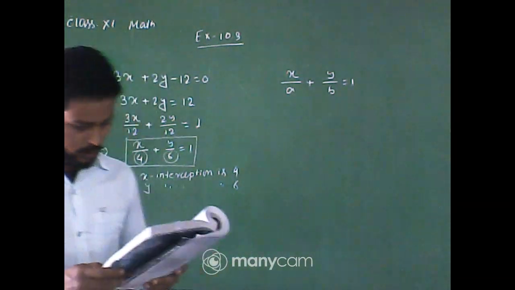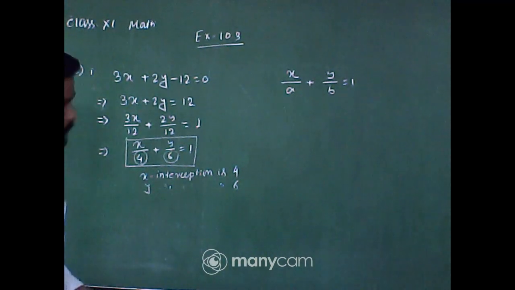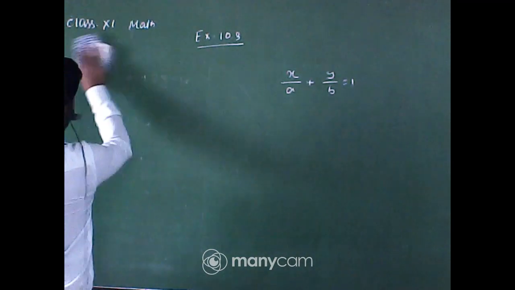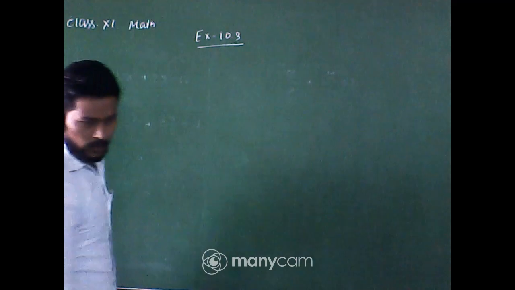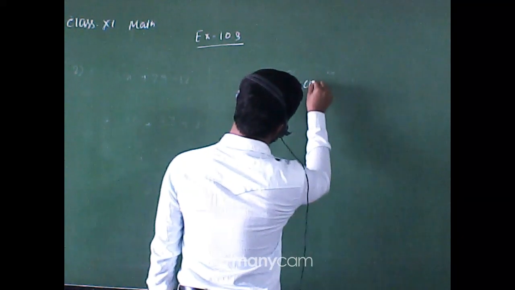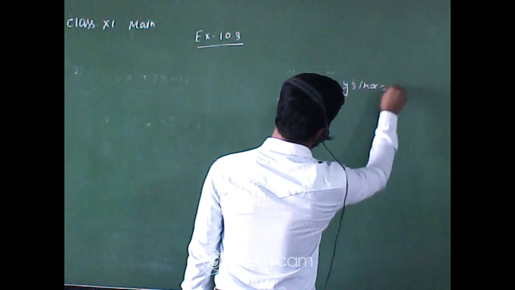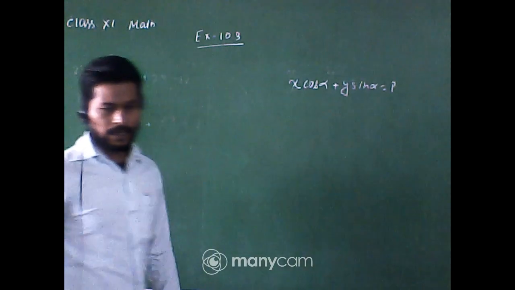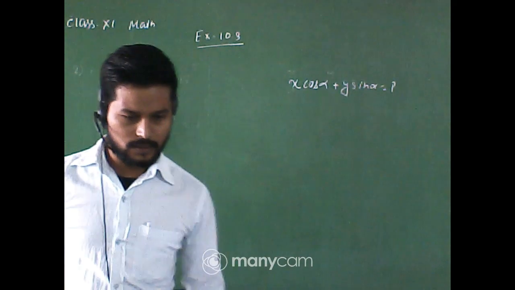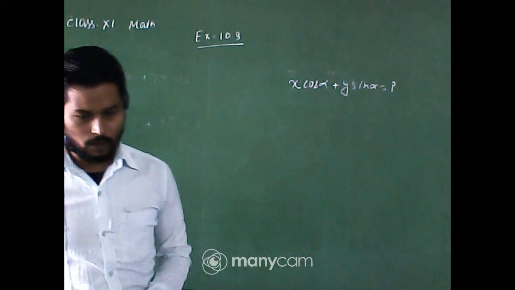Okay, let's go to the next question. Reduce the following equation into the normal form. And what is the normal form? The normal form of a straight line is x cos alpha plus y sin alpha is equal to p, where alpha is the angle made by the normal with the positive direction of x-axis and p is the distance of that straight line from the origin.